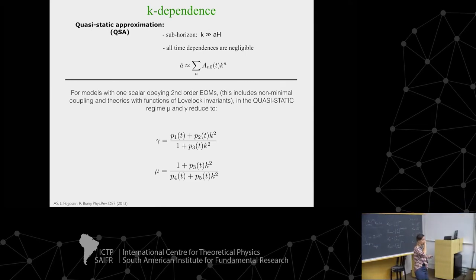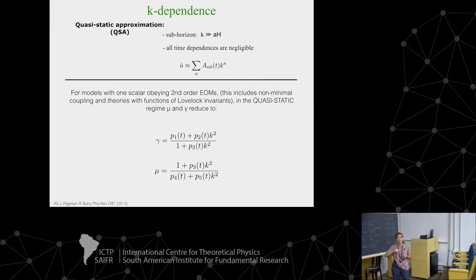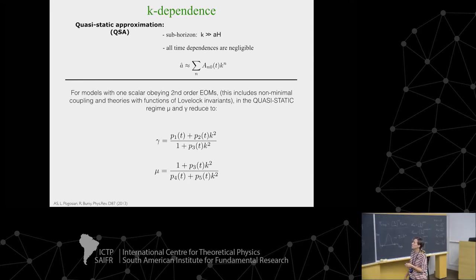With multi-scalar fields, you cannot activate odd powers of K, but you can go to K to the fourth and whatever. But quite generically, for scalar tensor theories, you go back to this ratio of even quadratic, and even polynomials in K.